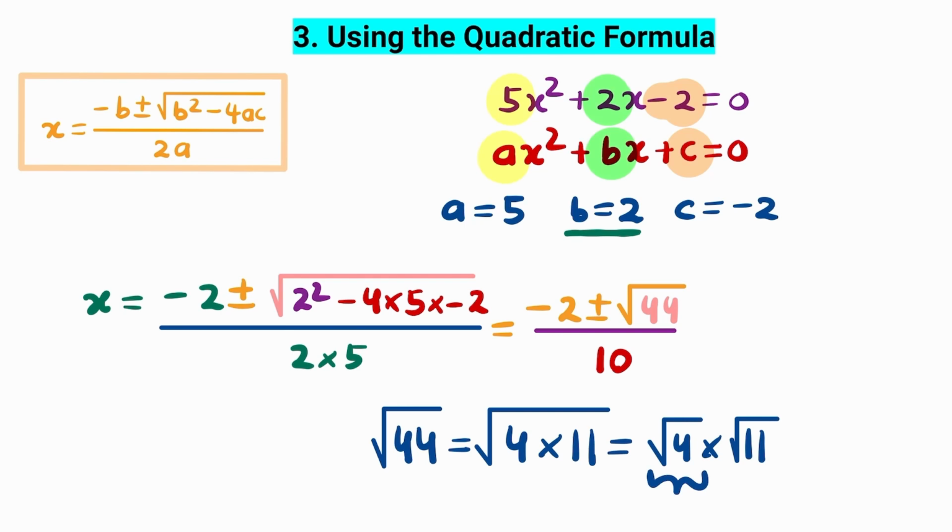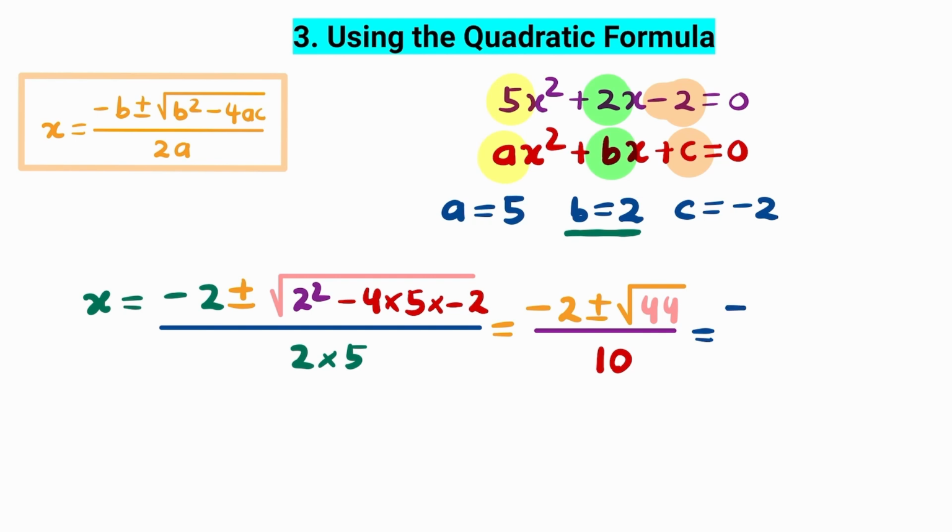What is the square root of 4? It is 2. So we can simplify this. Since the square root of 4 is 2, we can rewrite it as 2. We can't simplify the square root of 11, so we just rewrite it as square root of 11 like this. So the square root of 44 when simplified is equal to 2 square root of 11. So we can simplify this further: minus 2 plus or minus 2 root 11 over 10.